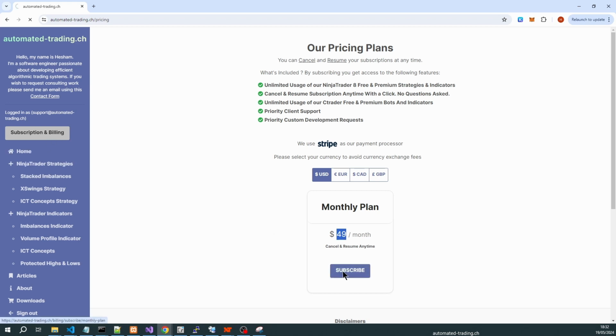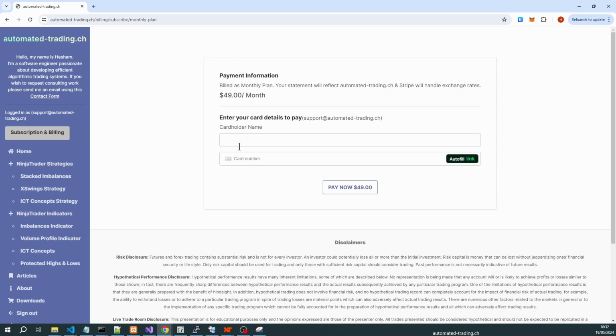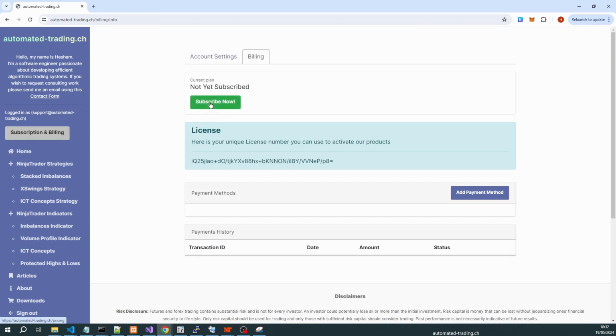If you click subscribe, you will be forwarded to this page, which is created by Stripe. So here you have the card number. This text box is displayed by Stripe, not by my website, so I don't have access to your card number. But if you go back after subscribing, you will see your active subscription, and you can stop, pause, and resume your subscription anytime you want. No questions asked.